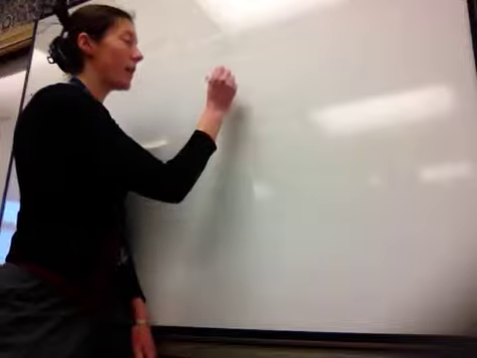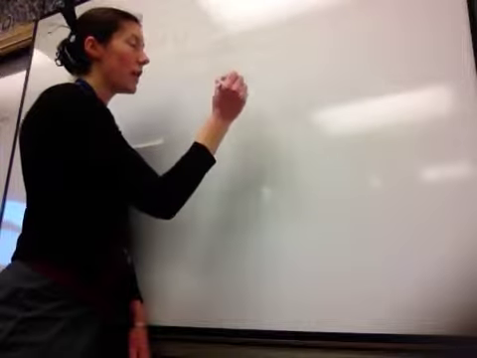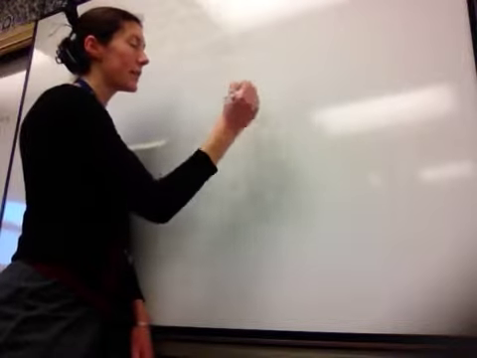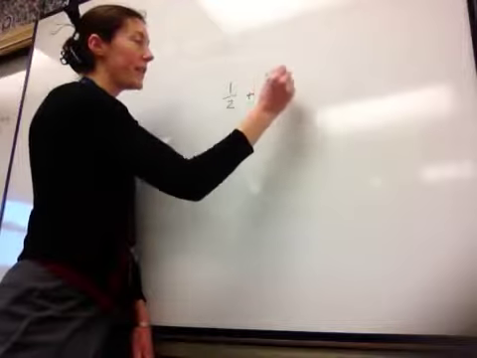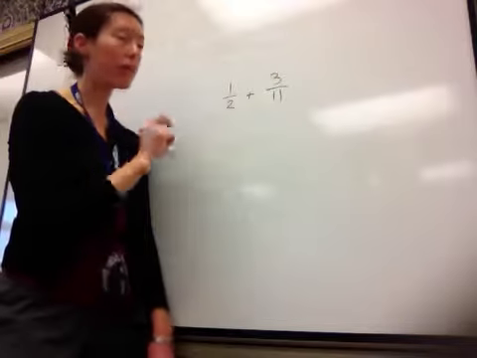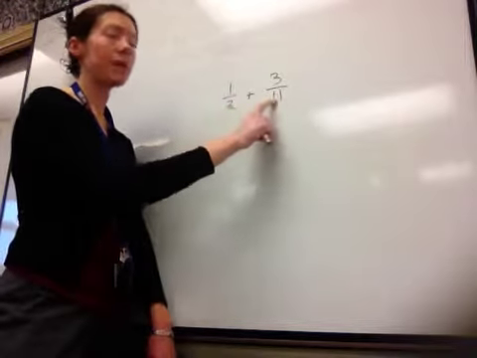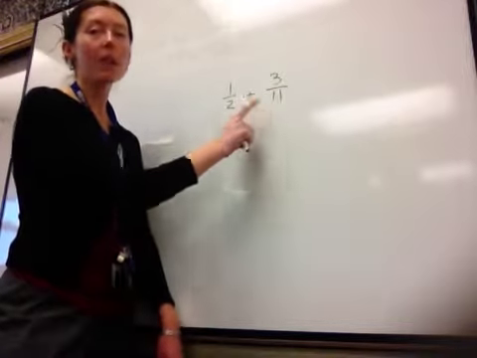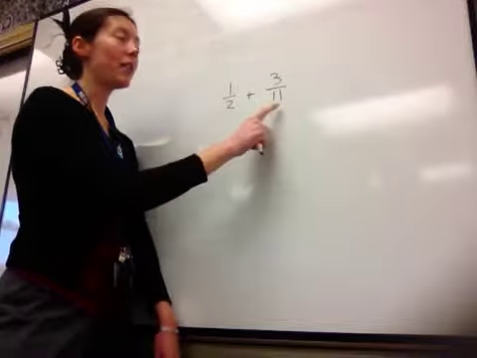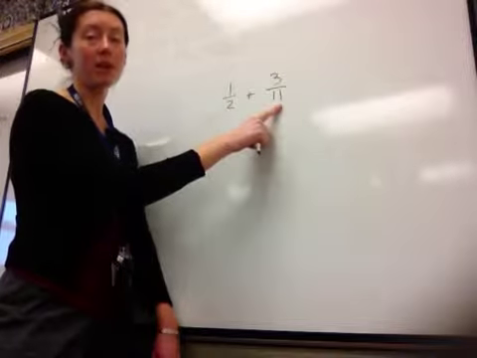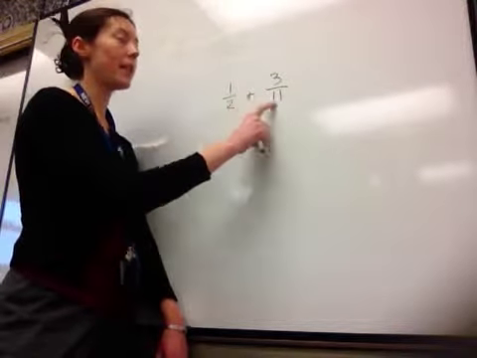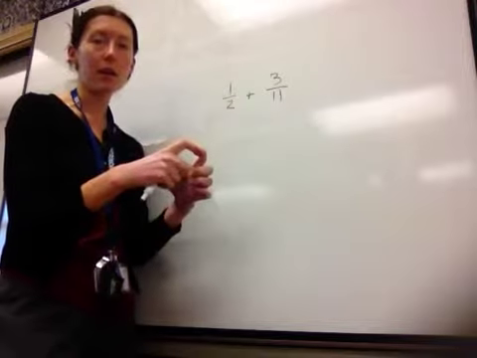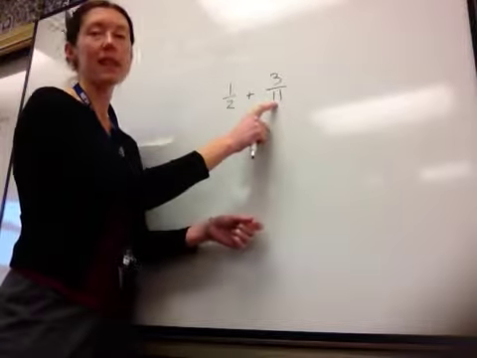Let's do a problem like 1/2 plus 3/11. And what we're going to do first is look to see if the denominators are like denominators. That means, are the denominators the same? And we said they are not. And we cannot add fractions unless their denominators are equal, because this is telling us how big the pieces are. So right now we're talking about different sized pieces.